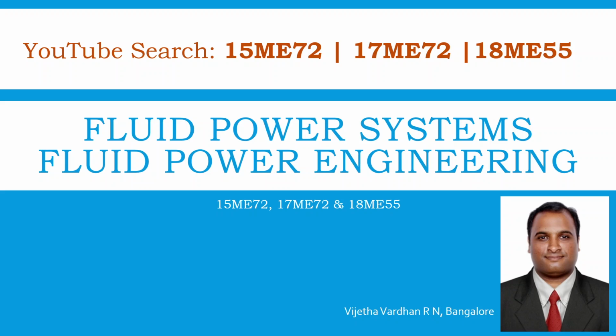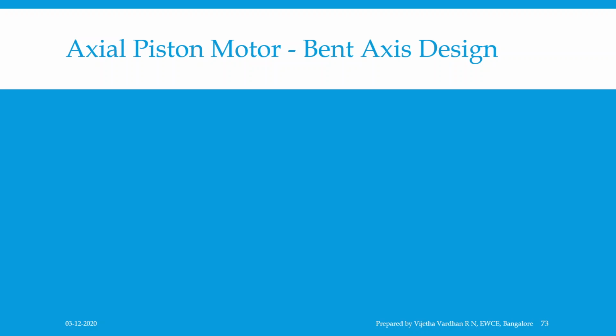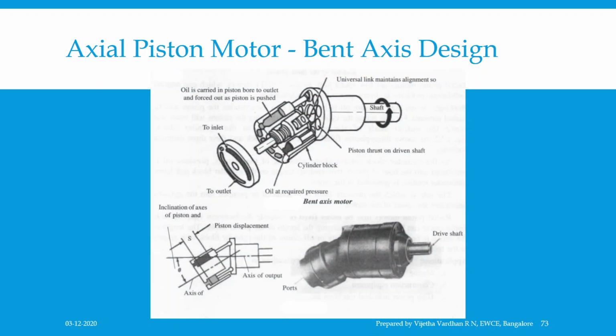Now let's start session number 22, which is based on the axial piston motor, a bent axis design. An axial piston motor, which is nothing but a bent axis design, is similar to the bent axis pump which we have discussed in previous sessions. In this case also, the cylinder block and the shaft are mounted at an angle to each other and the reaction is again at the driven shaft flange. The figure shows the fully assembled 3D view, schematic diagram and photograph of a bent axis axial piston motor.